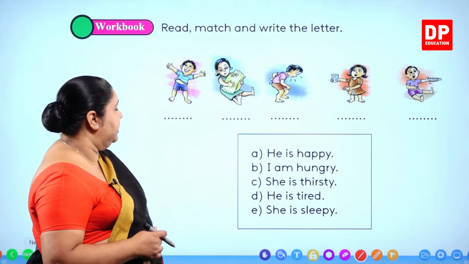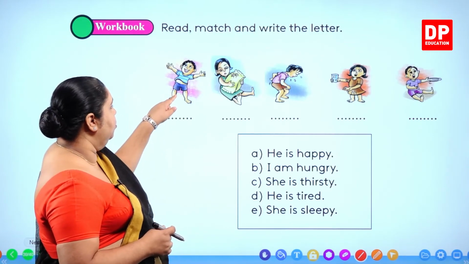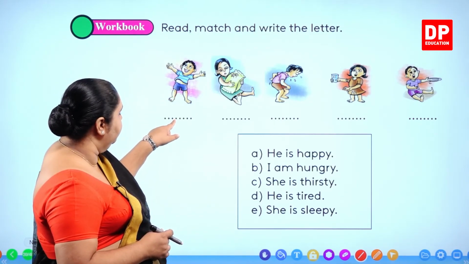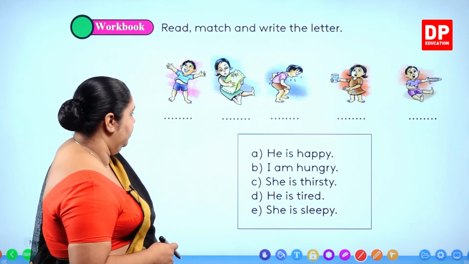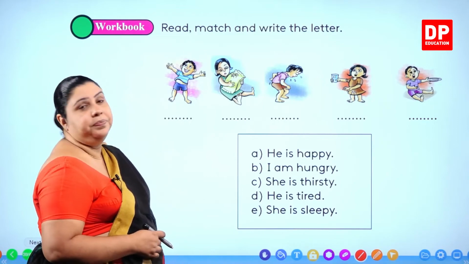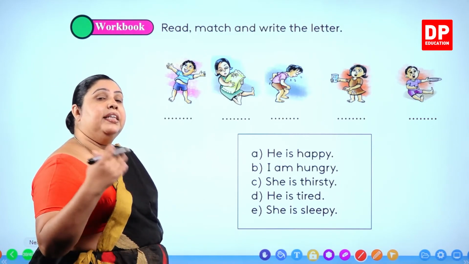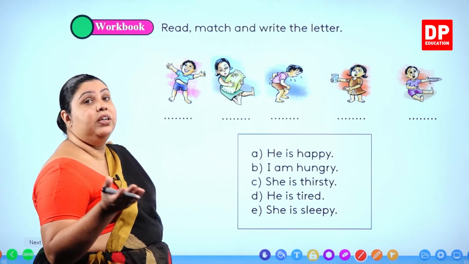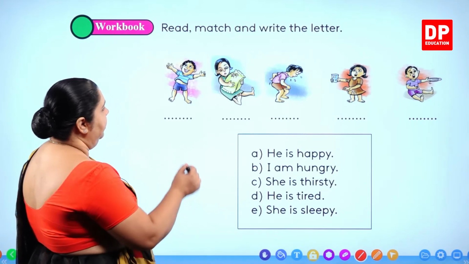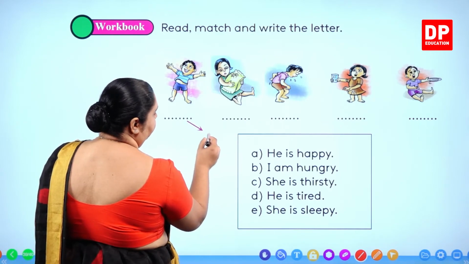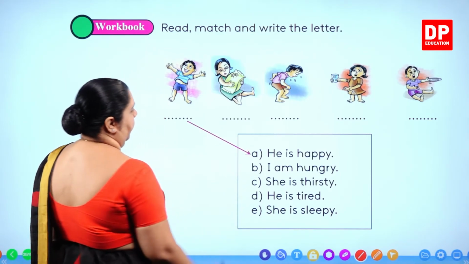Then අපි ඉස්සෙල්ලා match කරමු බලන්න පුතේ. Now I will not draw a line from the picture. I will just draw a line from here. So you will know what the answer is. Okay. Now the first one. Is he happy, sad, thirsty, hungry or tired? He is happy. So where is I'm happy? So from here it's letter A.